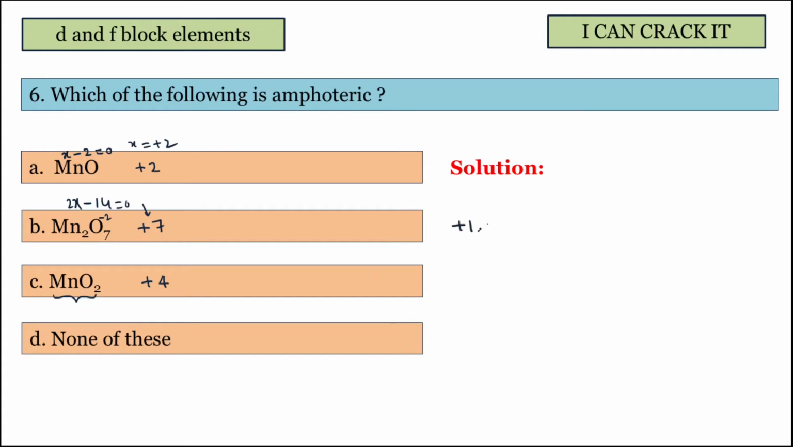+1, +2, +3, +4, +5, +6, +7. See, here Mn is amphoteric in nature. That means its oxidation state should lie in the middle of this series. Now, +2 is at this end, +7 is at this end, +4 is in the middle. So it shows amphoteric nature at the oxidation state of +4. Right. Now, which option? Option C, MnO2.